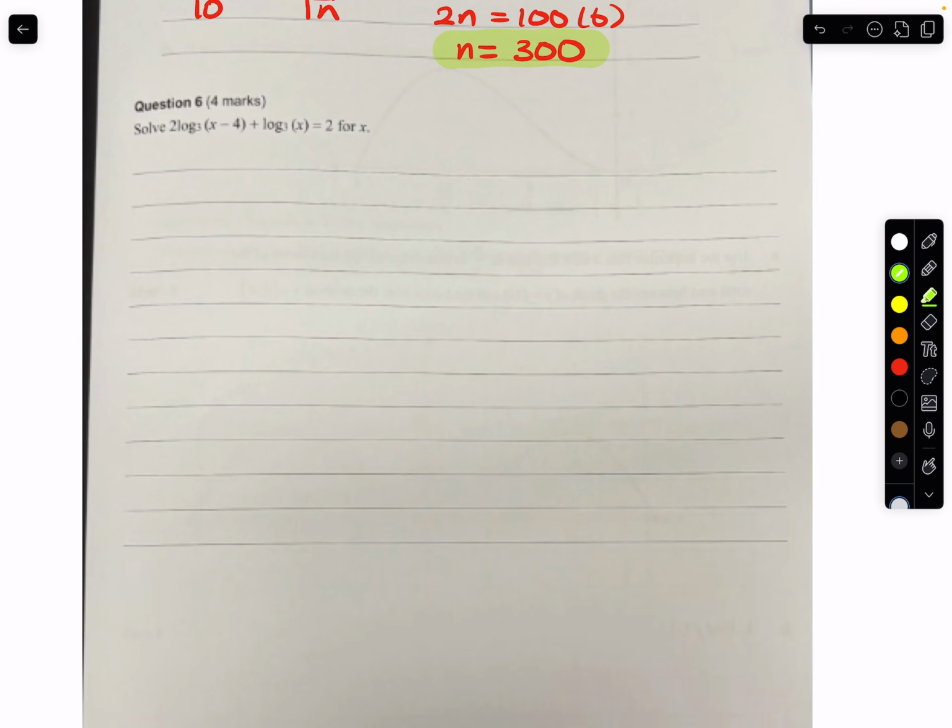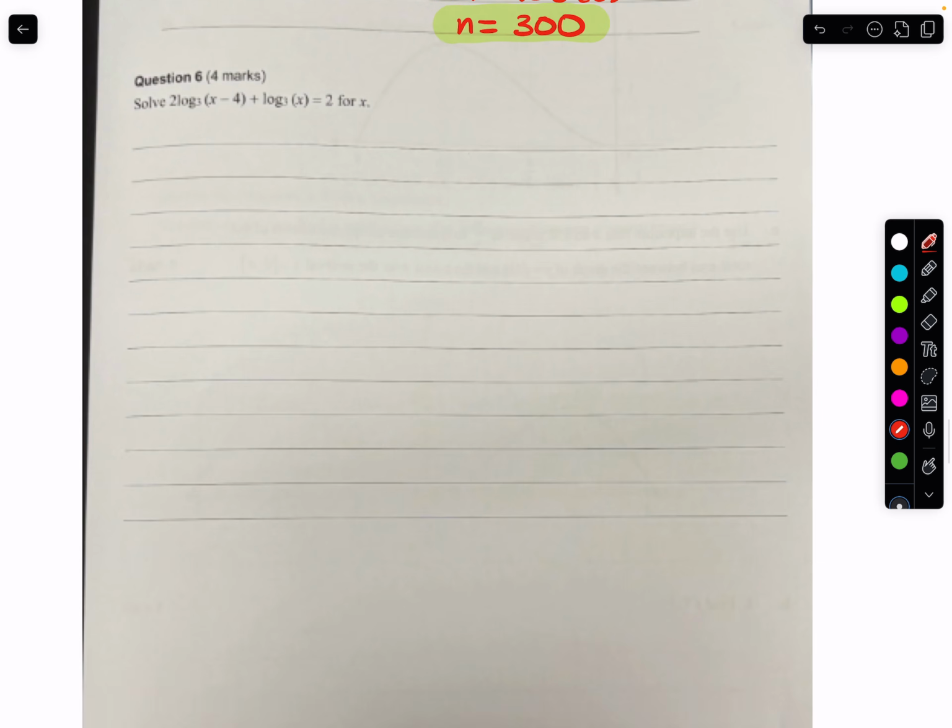Solve 2 log 3 (x minus 4) plus log 3 of x equals 2 for x. Really typical question. I haven't seen it, you know, it used to come in like the 2016 papers and stuff, but now it's great to see these log questions back. So what we're going to do is take that 2 to the power inside. So it'll be (x minus 4) squared plus log 3 of x equals 2.